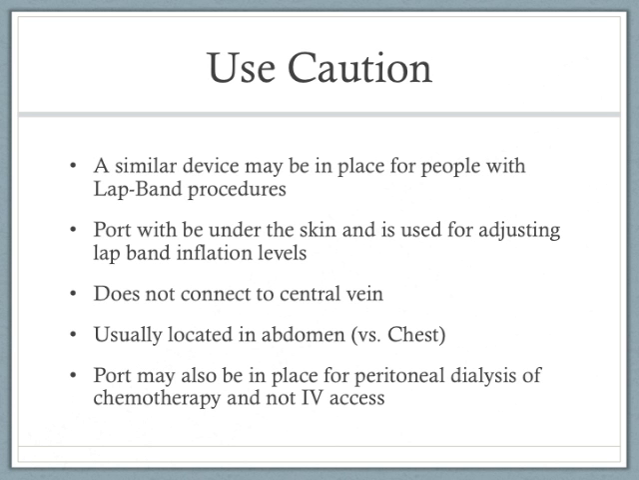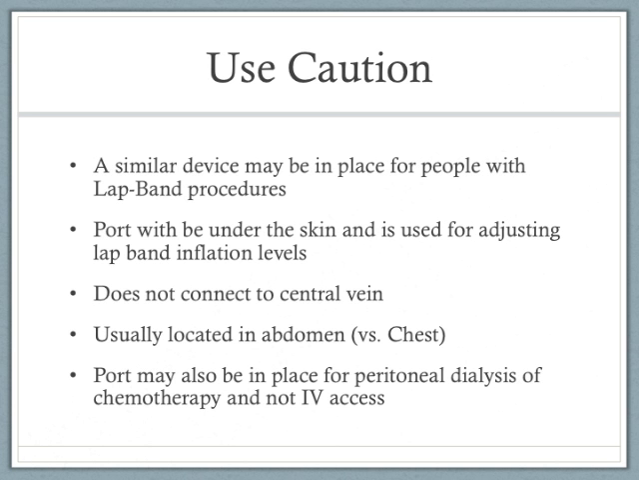These are usually found in the abdomen versus the chest, but it still is a port under the skin and it is used for adjusting the lap band inflation levels. This does not connect to a central vein, and it only has a small area for you to put fluid in to adjust the pressure of the lap band. There also can be ports or tubing hanging out from a patient that can be used for peritoneal dialysis, peritoneal chemotherapy, and many other purposes that are not IV access.